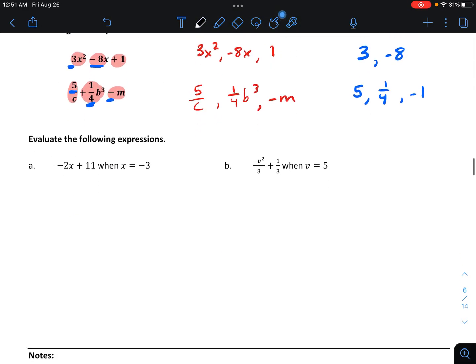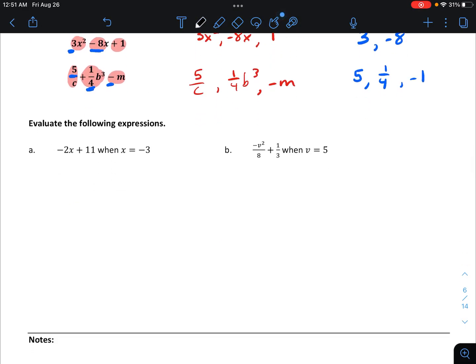All right, next up, we're going to evaluate some expressions. So we're just going to plug in some numbers, right? So when x is negative 3, we're just going to plug that right in. So negative 2 times negative 3 plus 11. This is 6 plus 11, which is 17.